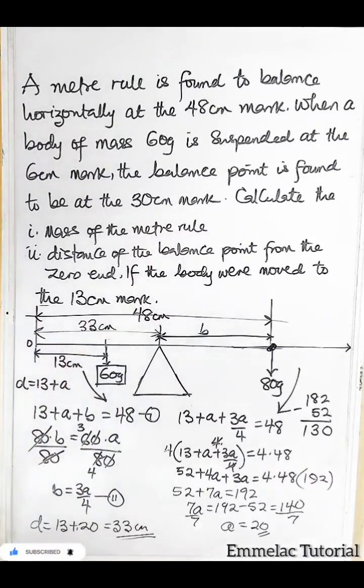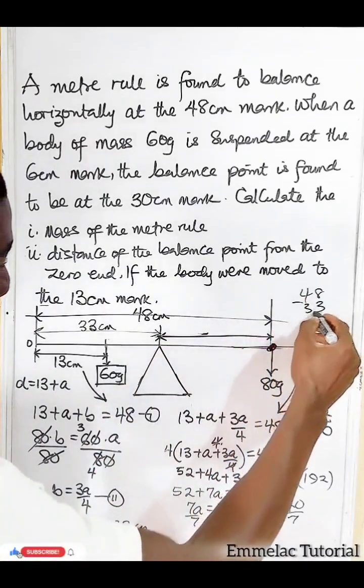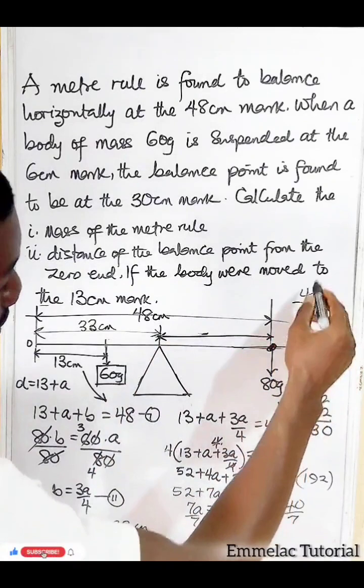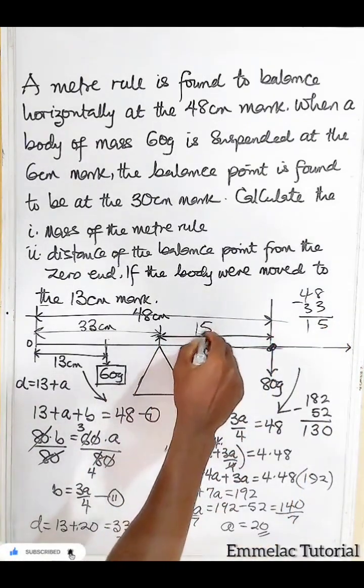Okay, and our B here will be 48 minus 33, which gives us 15.